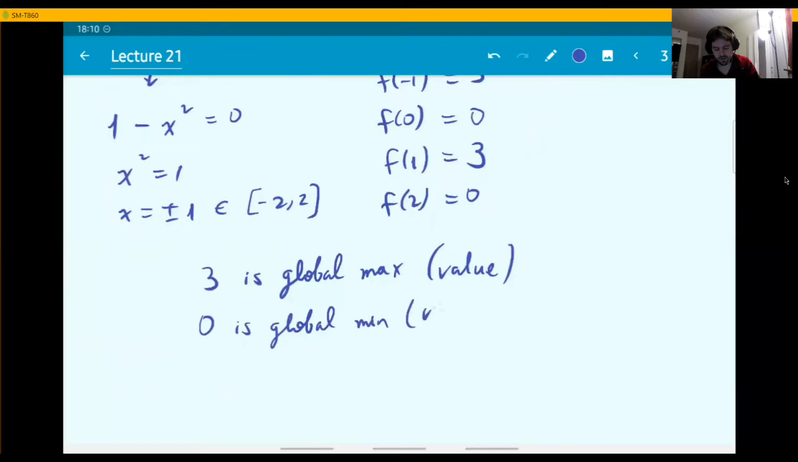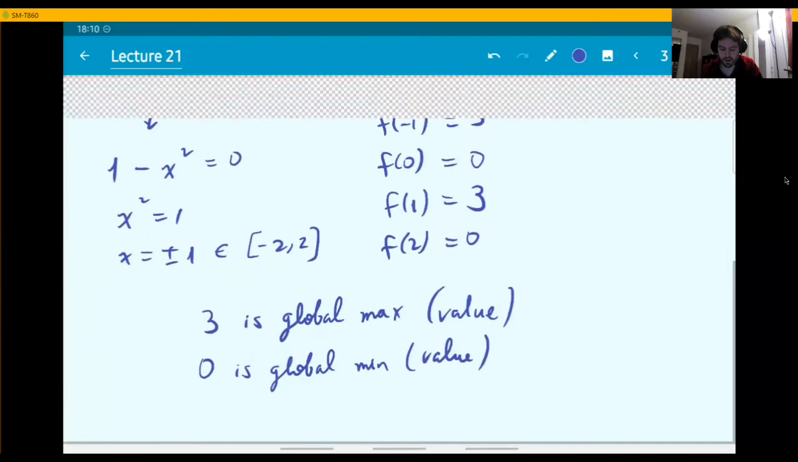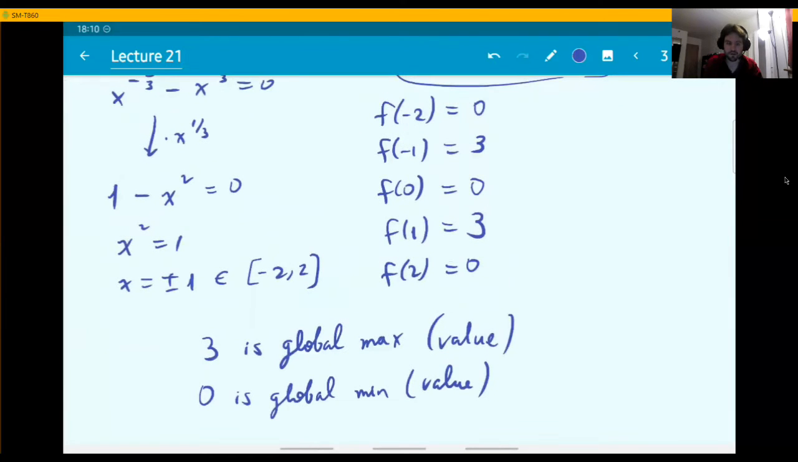It's important to mention, by the way, it's not just because we found these guys, it has to be one of them, only if it exists. Sometimes the global min and max does not exist, but the extreme value theorem tells us that in this case it does exist. Continuous function on closed interval. So that's how we know. Moving on.